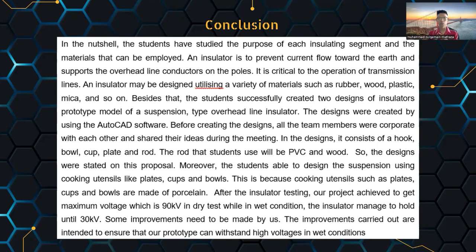Moreover, the students were able to design the suspension using cooking utensils like plates, cups, and bowls. This is because cooking utensils such as plates, cups, and bowls are made of porcelain. After the insulator testing, the project achieved a maximum voltage of 90 kV in the dry test, while in wet condition, the insulator managed to hold until 30 kV. Some improvements need to be made by us. The improvements are intended to ensure that our prototype can withstand high voltage in wet conditions.